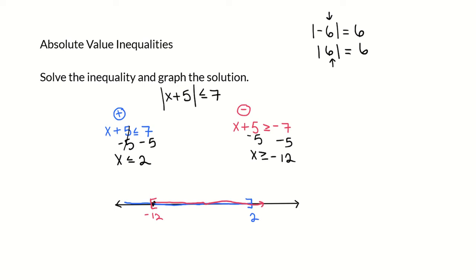Now with this solution set, our solution is all of the values between negative 12 and 2. The way that we'll write that as an interval is negative 12, 2. So with this type of inequality where we have less than or equal to a number, we'll be treating these two separate inequalities as an AND inequality, and that means that we want the overlap of their shaded regions.